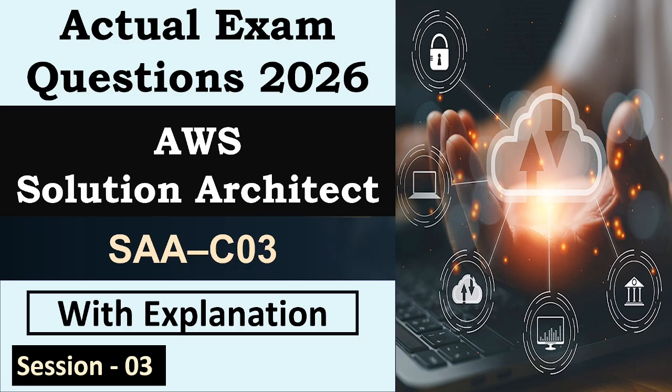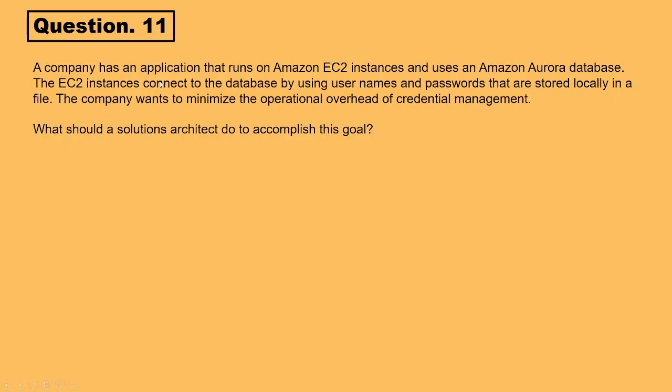So let's start this video with the 11th question of this series. A company has an application that runs on Amazon EC2 instances and uses an Amazon Aurora database. The EC2 instances connect to the database by using a username and password that are stored locally in a file. The company wants to minimize operational overhead of credential management. What should the solution architect do to accomplish this goal? And what is the goal? Management of the credentials that are stored in a local file.